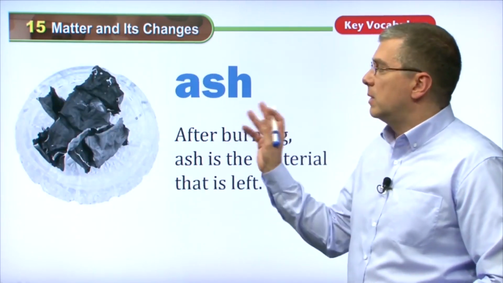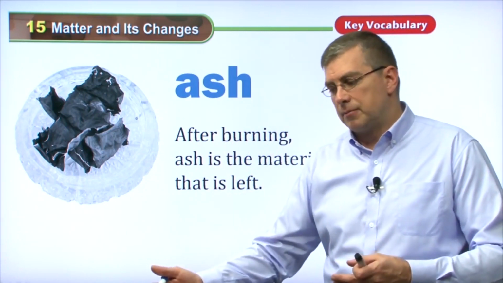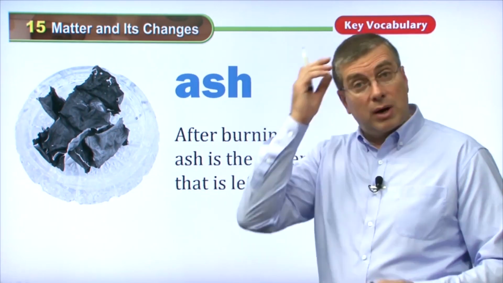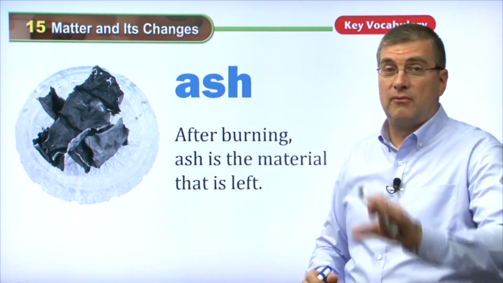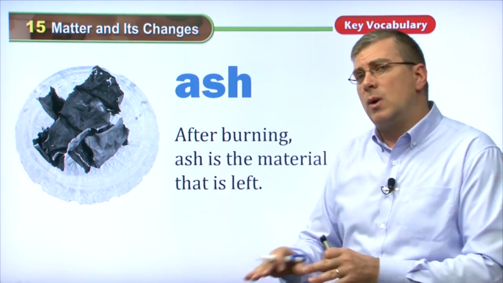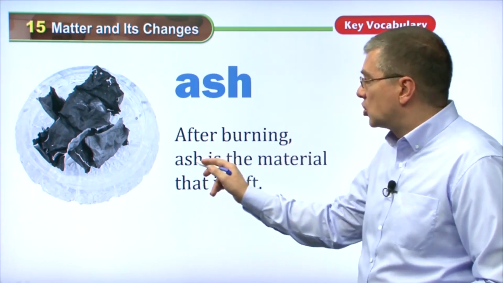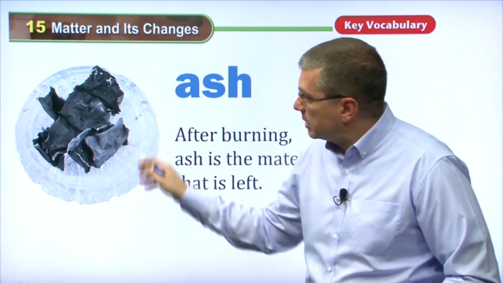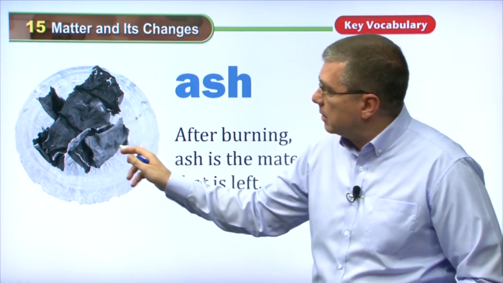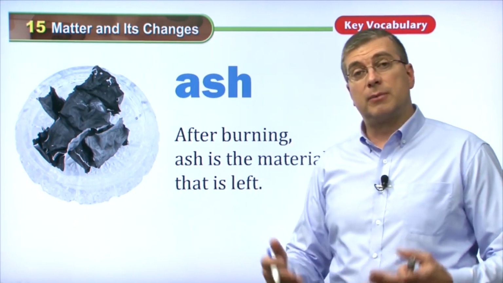So if you burn something, what is the result? A lot of things can burn. You can burn paper, you can burn wood, you can burn hair. Be careful with fire. Fire will destroy many things. But after the fire is gone, what's left? Ash. After burning, ash, and we can see the ash in the glass dish here. This is ash. It's all black and gray. Ash is the material that is left after something is burned.